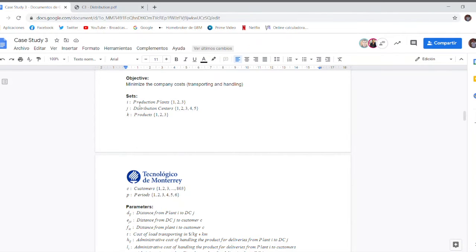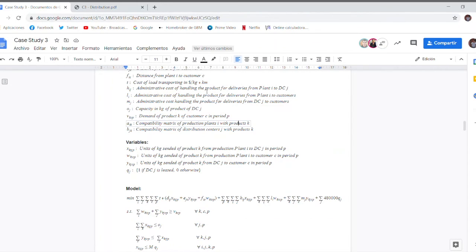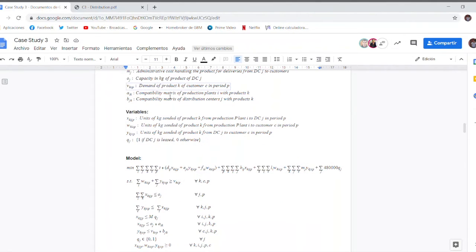We have our sets of production plants, DCs, products, customers, and periods. Also, we have our parameters for the distances: plants to DC, DC to customer, and plant to customer. We have our cost of load transporting. Also, we have the administrative cost of handling the product for deliveries from plant to DC, from plant to customers, and from DC to customers. Also, we have our capacity in kilograms of product at each DC, we have our demand for product K of customer C in period P, and we have two compatibility matrices, one for production plants with products and another for DCs.